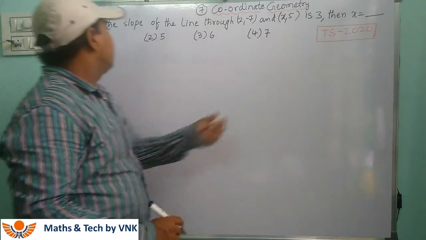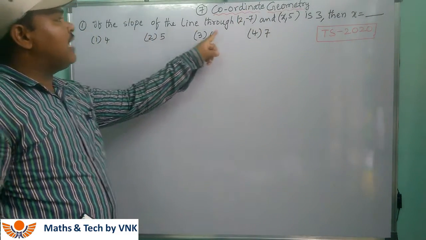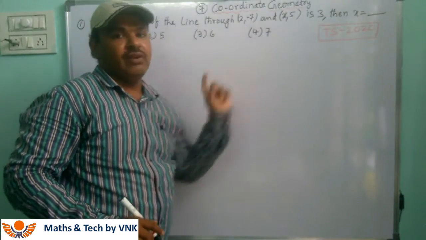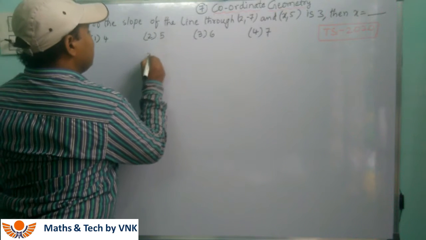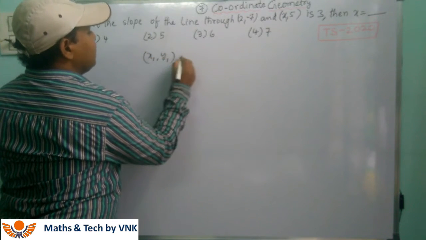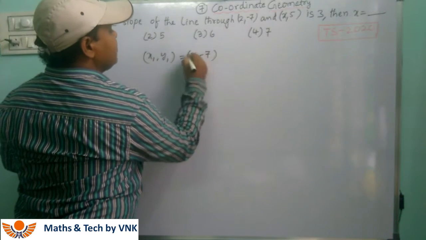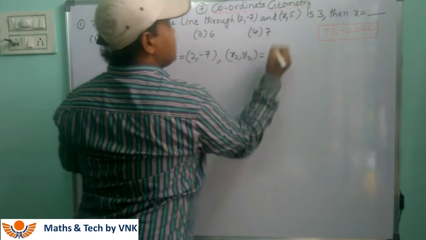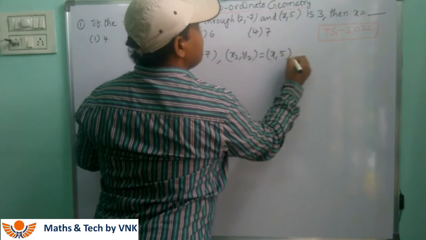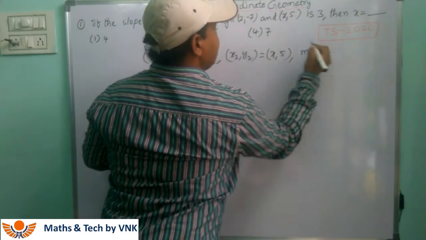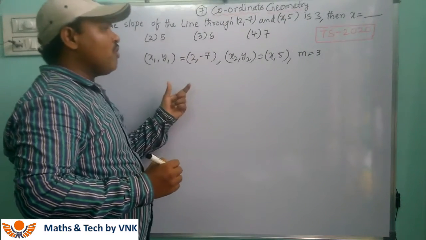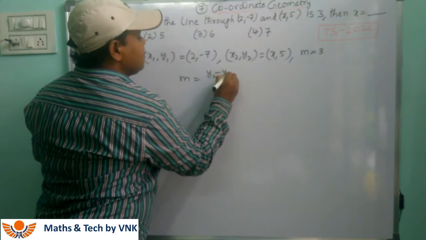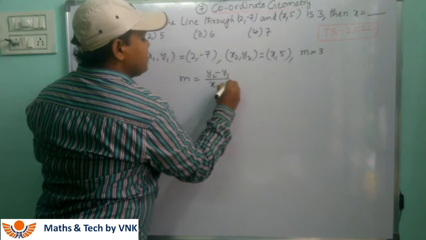కోఆర్డినేట్ జామెట్రీ. First question, if the slope of the line through (2, -7) and (x, 5) is 3, then x is equal to. So given x1, y1 is equal to (2, -7) and x2, y2 is equal to (x, 5) and slope m is equal to 3. When 2 points are given, the slope formula m is equal to y2 minus y1 by x2 minus x1.